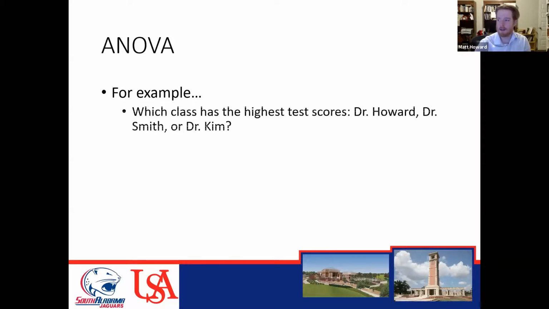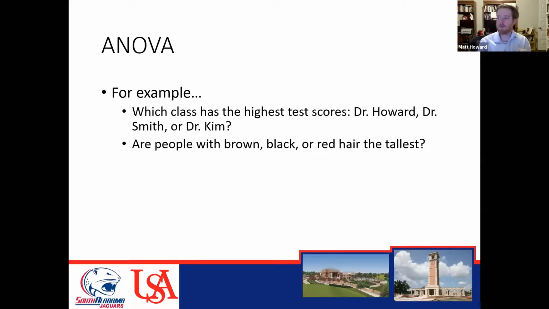The next example is, are people with brown, black, or red hair the tallest? So in this instance, we have a grouping variable of hair color that has three groups, brown, black, or red. And then we have a separate measured outcome variable, which is height. So you can see whether people with different hair colors are statistically significantly different in regards to their average height.